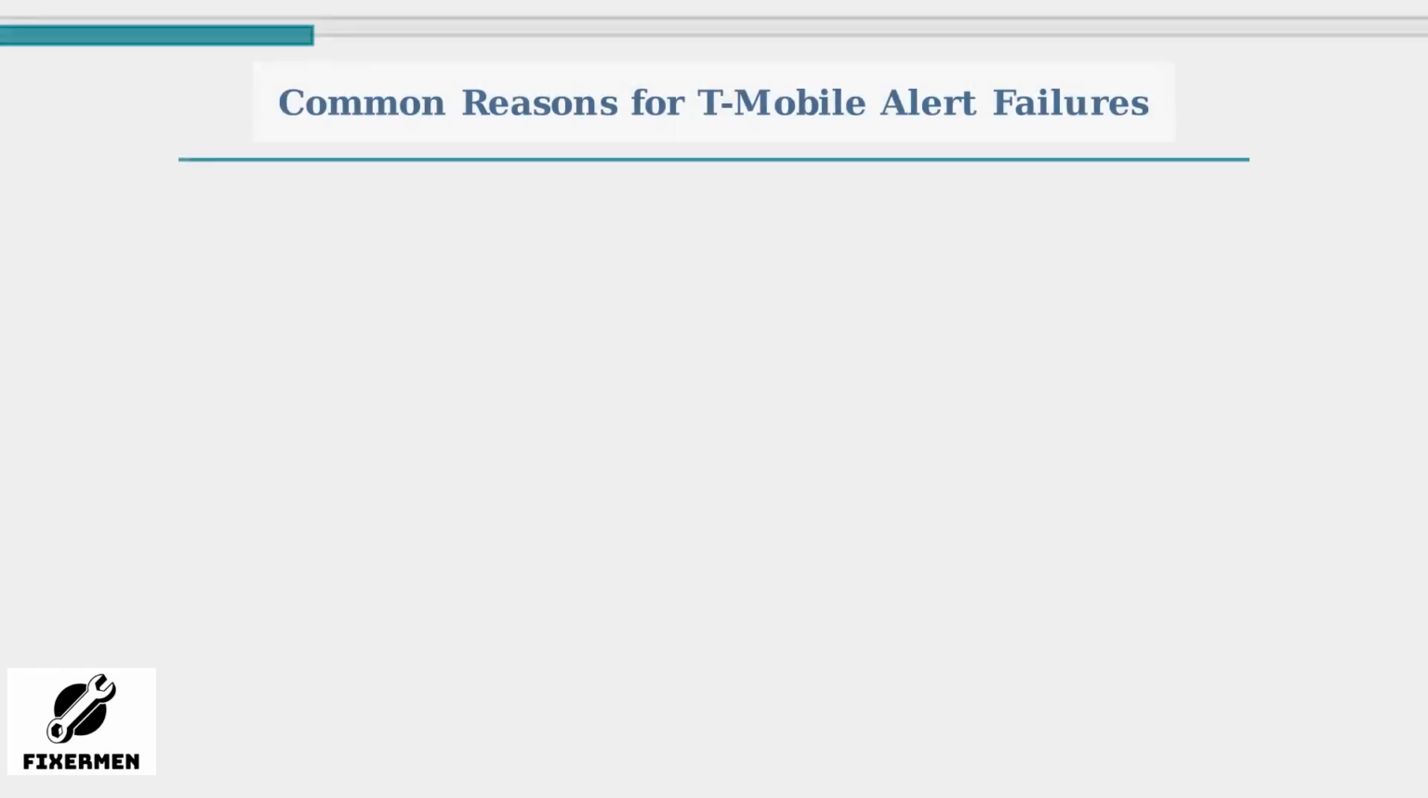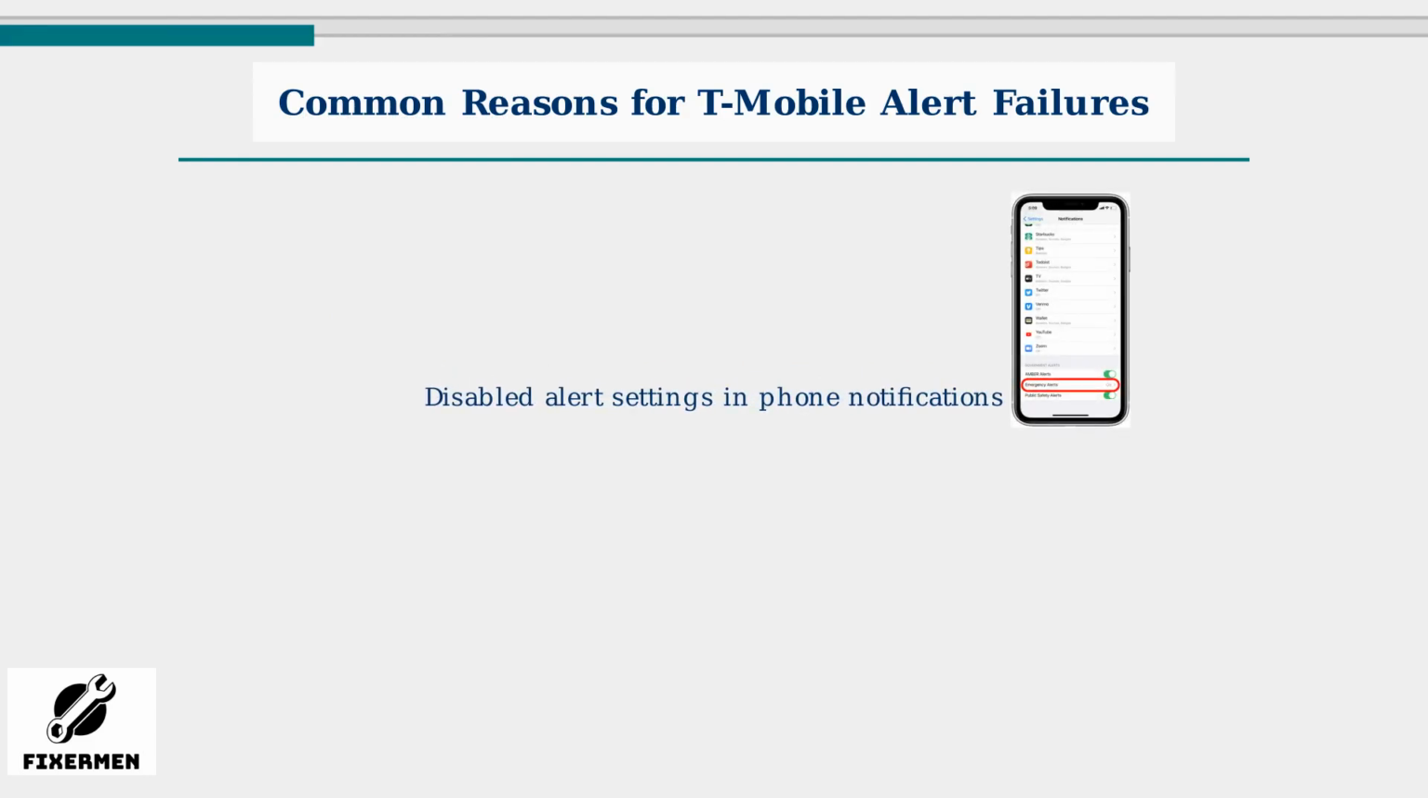T Mobile, like other carriers, is part of the U.S. Federal Integrated Public Alert and Warning System. Several factors can prevent you from receiving emergency alerts on your T Mobile device. One common issue is disabled alert settings in your phone's notification settings under Emergency Alerts.